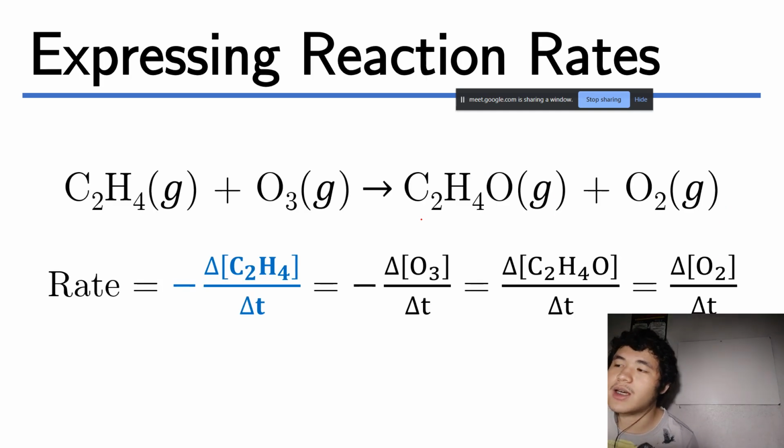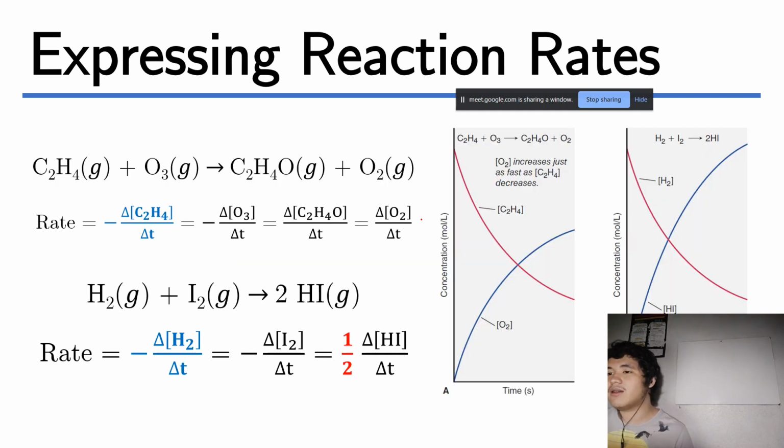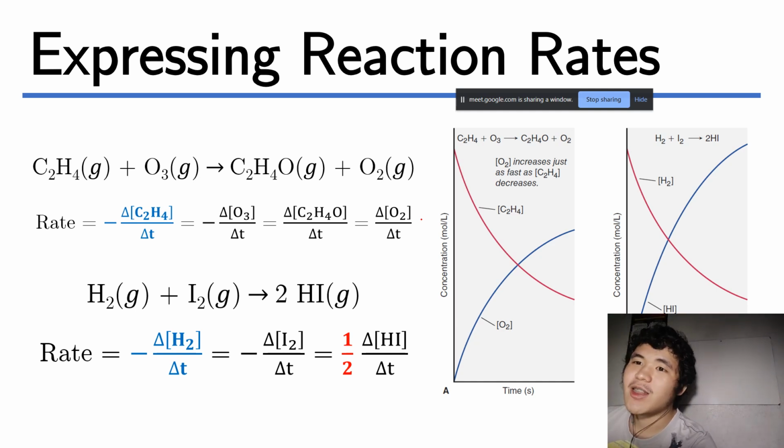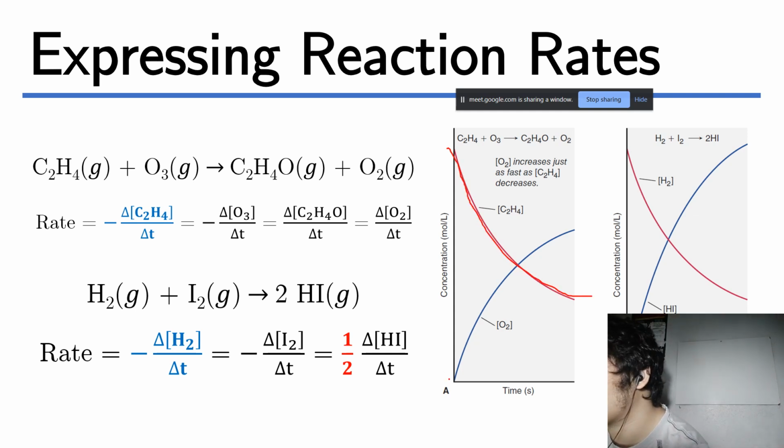Okay. Next, expressing reaction rates. So, yan. Sinabi ko na ito kanina. So, ano ba ibig sabihin nito? For every 1 mole of C2H4 and 1 mole of O3 that reacts, magkakaroon tayo ng a yield of 1 mole ng C2H4O and O2. So, kung titignan natin graphically, halos pareho lang yung pagka-rise and pagbaba nila.